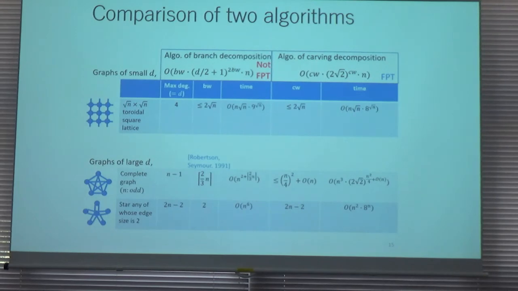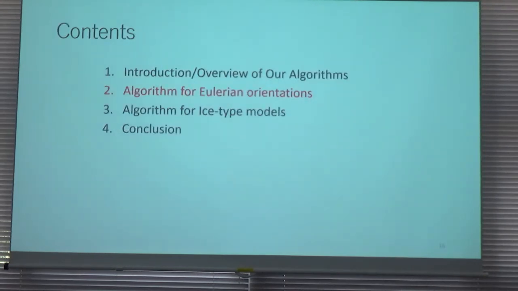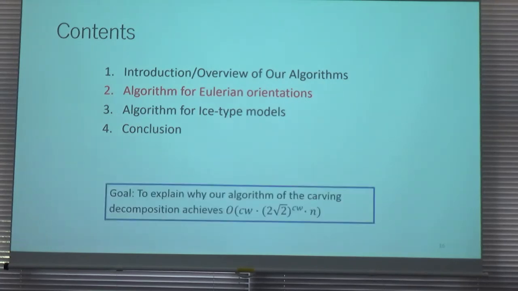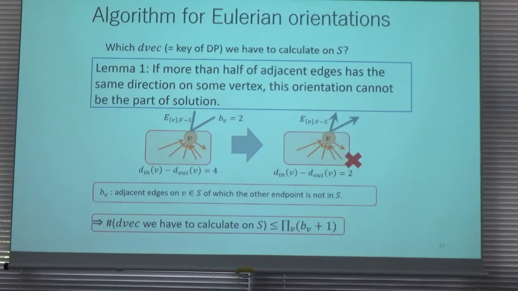Then I'd like to explain the details of the algorithm for the Eulerian orientation. The goal of this section is to explain why our algorithm achieves the following time complexity. One idea is that we have to bound the number of keys we must calculate on each node. If a vertex contains too many in-degrees or too many out-degrees, it cannot be part of a subgraph of the solutions.